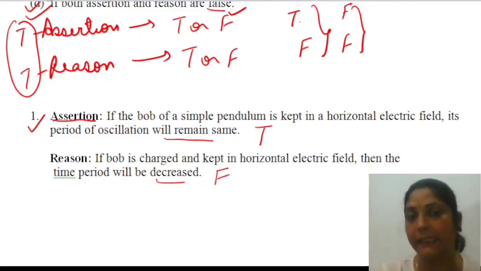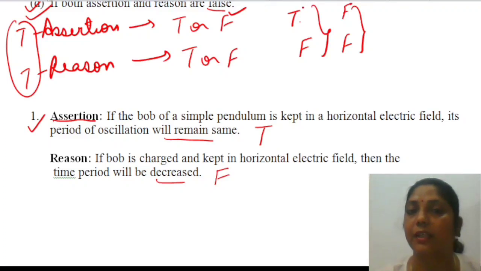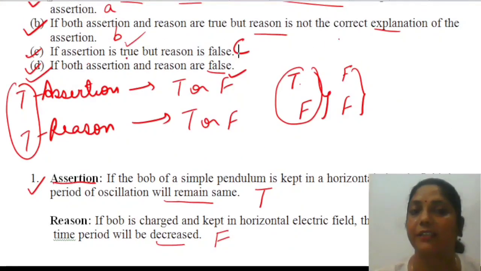Now you can easily get the answer. If assertion is true and reason is false, which option is correct? Option C is correct. So for this question, the answer is C. In this way, you solve assertion and reason type questions. First, you read the two statements, assertion and reason, and find whether each is true or false. Then you can easily get the correct option.